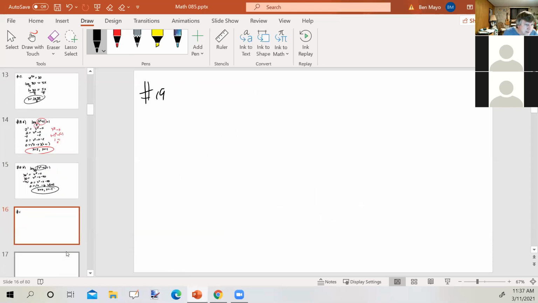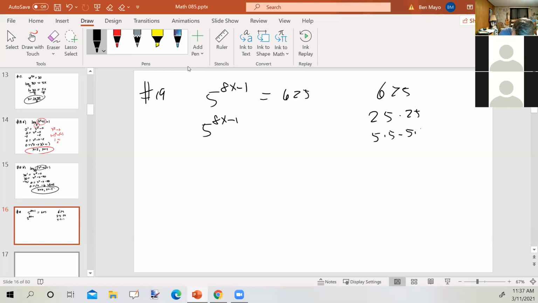Number 19, it says solve each equation, give the exact solution. We have 5 to the 8x minus 1 power equals 625. Well, 625 is 25 times 25. But if 625 is 25 times 25, that would be 5 times 5 times 5 times 5, or 5 to the 4th power. So we have a base to a power equals the same base to a power. So the powers are equal.